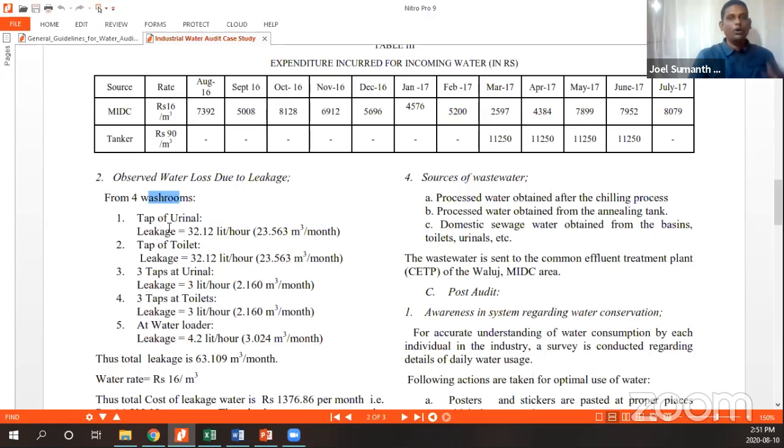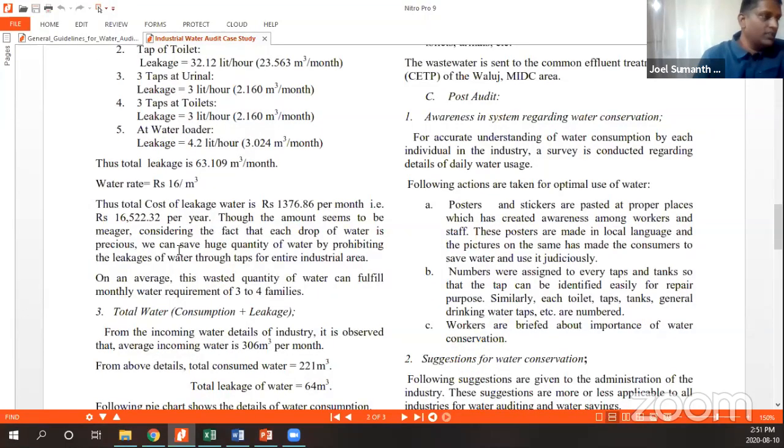So this is all done through physical survey and assessment. You use a lot of flow gauge meters to check the leakage of water from these different discharge points, and then you quantify how much water is being lost. And what is the economic value of the water lost? Not just the quantity, but the economic value.